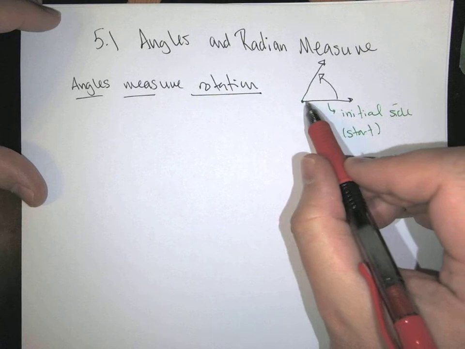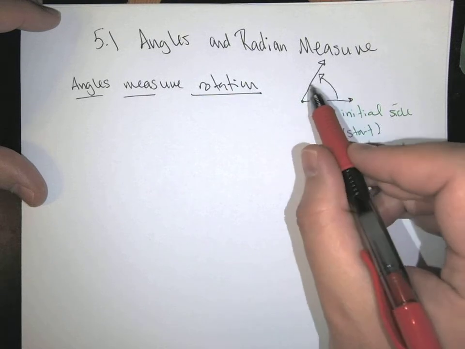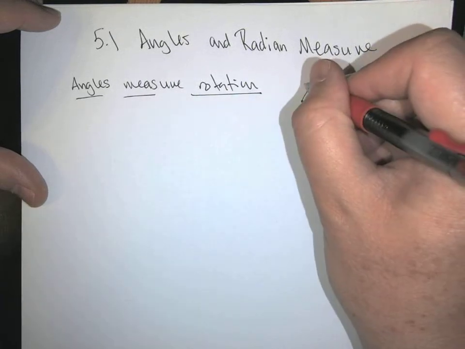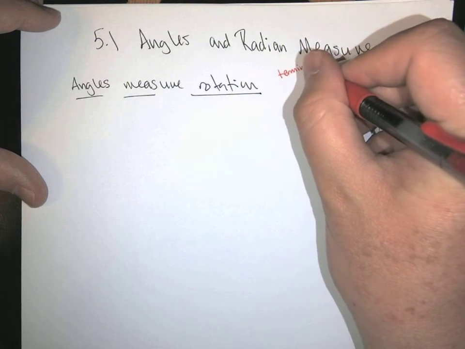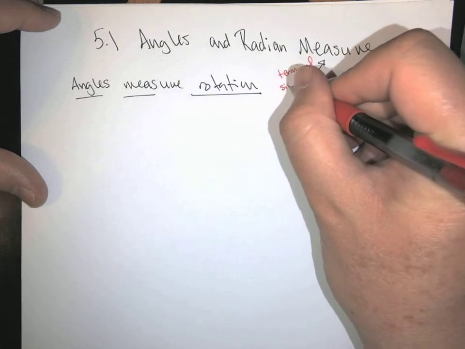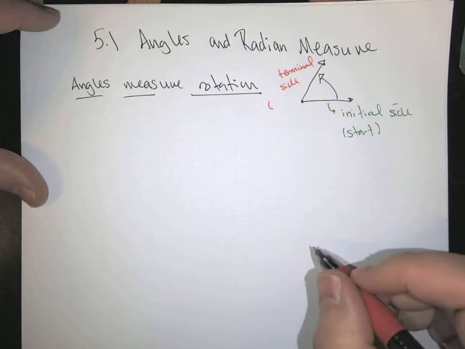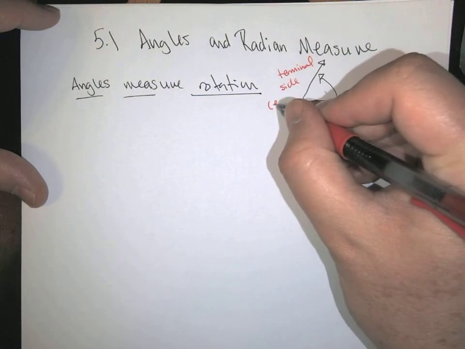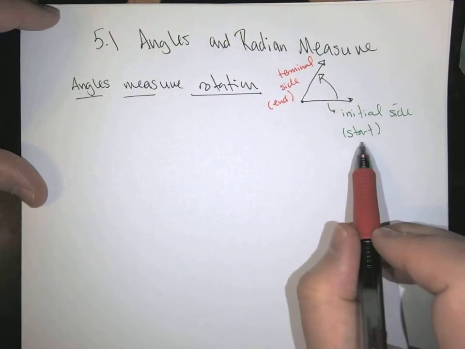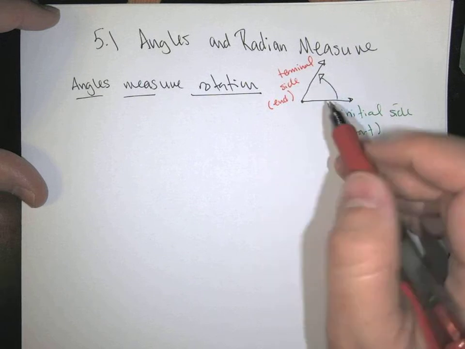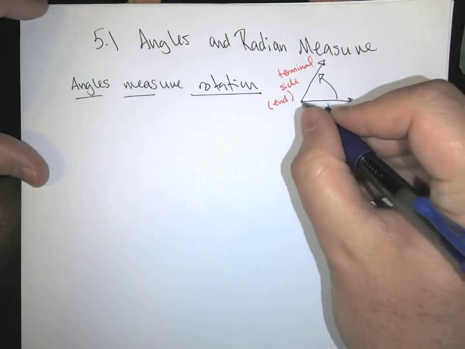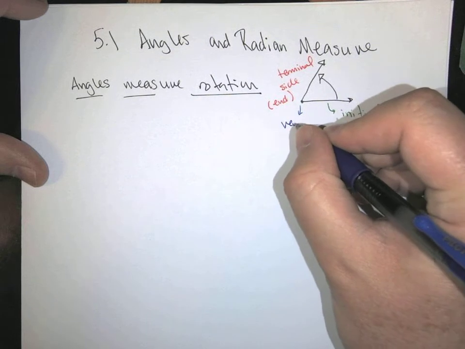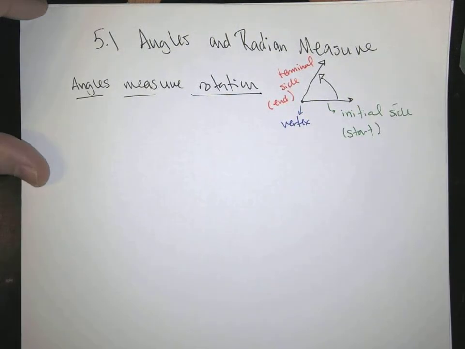So the idea is that we're starting in this position, we're rotating up to here. This is going to be what we call the terminal side. Terminal meaning ending side, like the terminal stop on the subway. So you're starting here and you're ending here and you're rotating like this. In the middle, this pivot point is what we call the vertex. That's where we're rotating from.